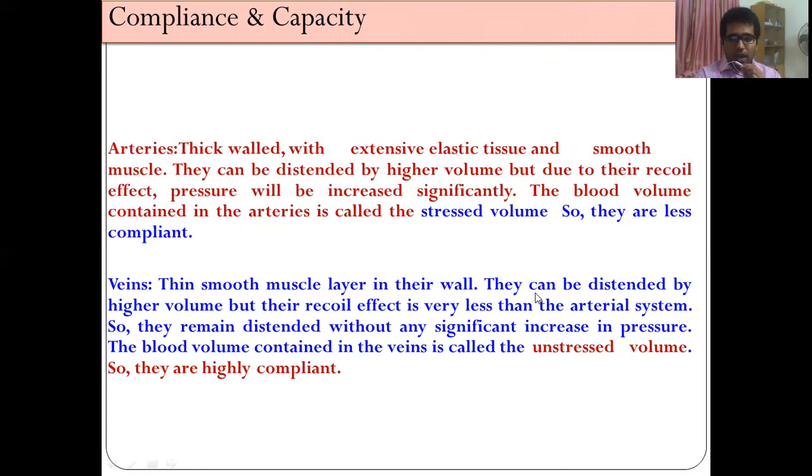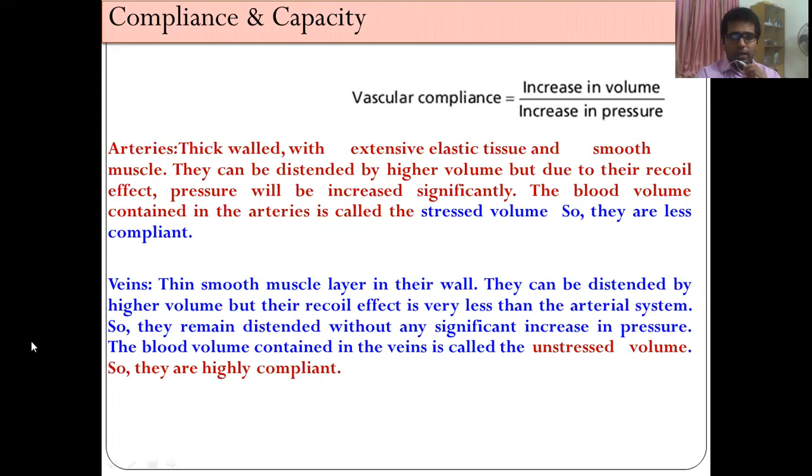Okay. Now, in case of the venous system, in the veins there is a thin smooth muscle layer in their wall, and their elasticity is less than the arterial system. So they can be distended by the higher volume, but their recoil effect is very less. So they remain distended without any significant increase in pressure. So the volume contained in the veins is called unstressed volume. That is why these veins are highly compliant. That is actually 24 times more compliant than the systemic arteries.